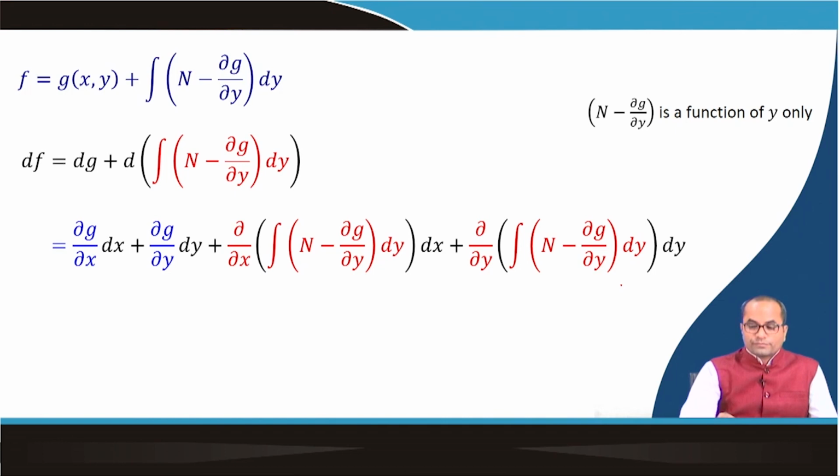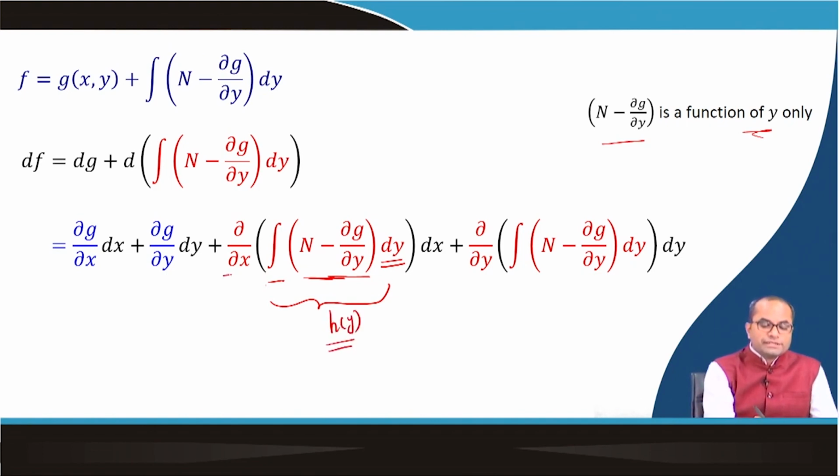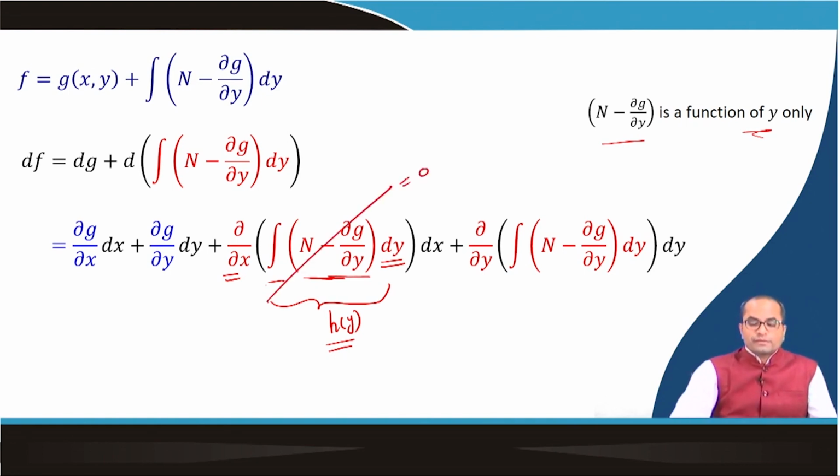So, what we note is that this n minus del g over del y is a function of y only. Here we have integrated with respect to y, so whatever comes after integration will again be a function of y only, and we are differentiating with respect to x. So, this term will go to 0. So, we have only these 3 terms now.